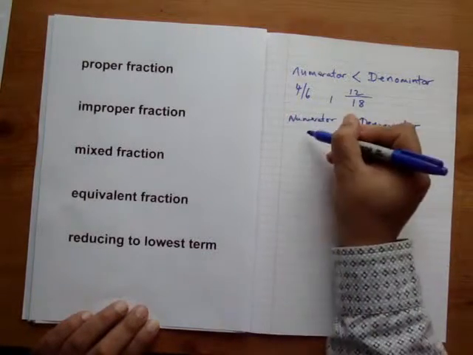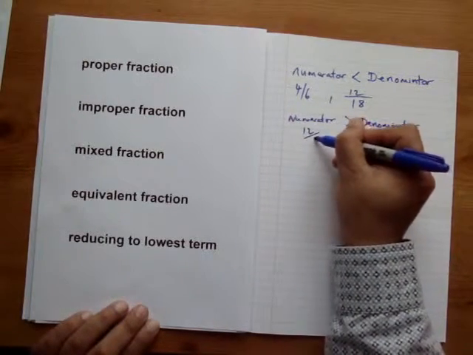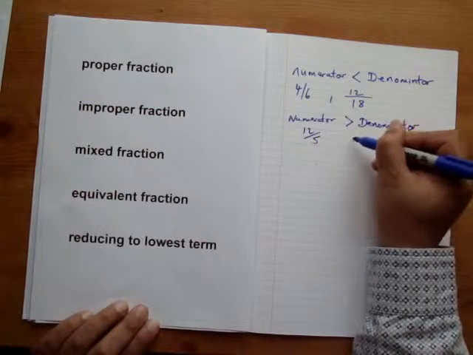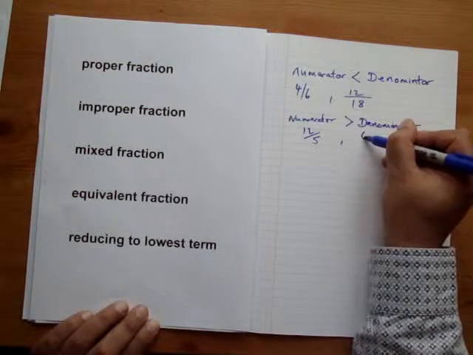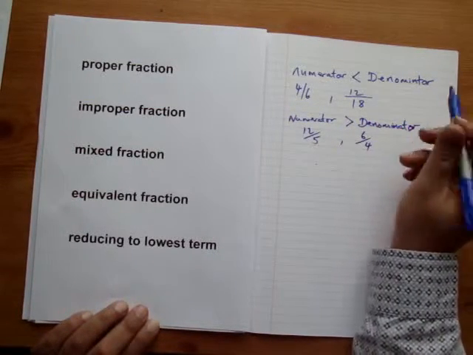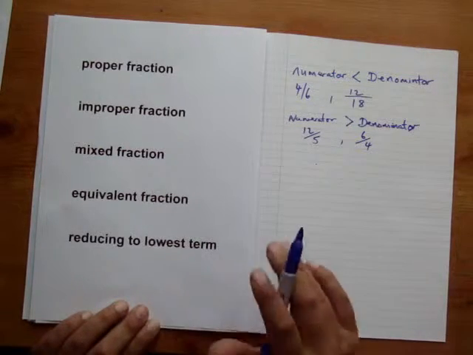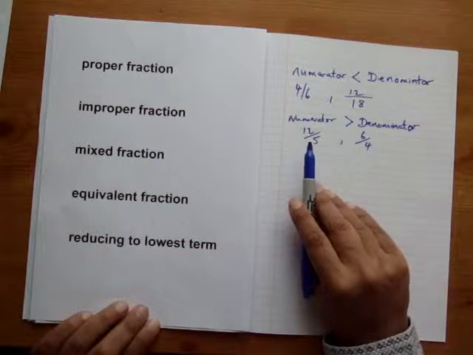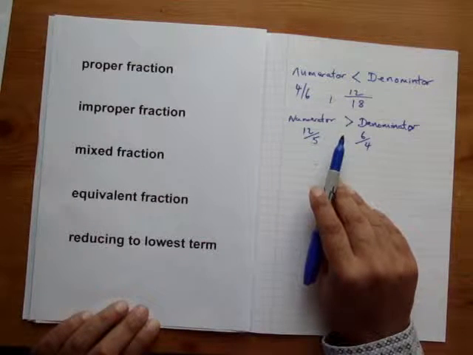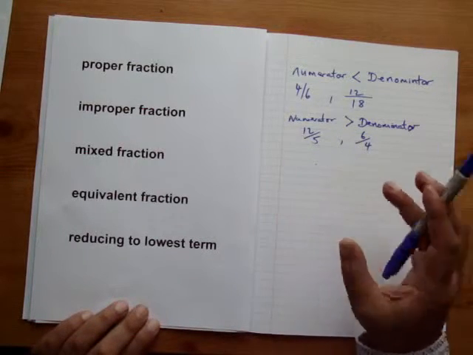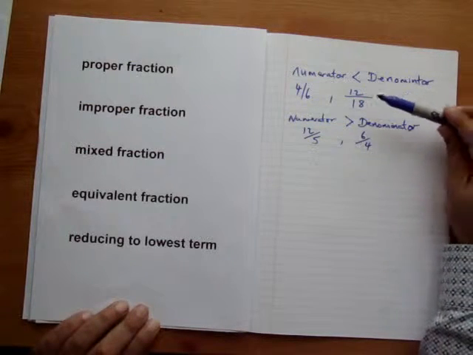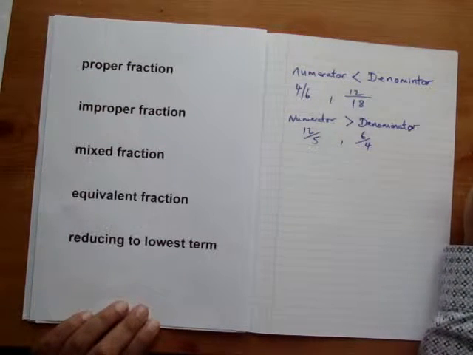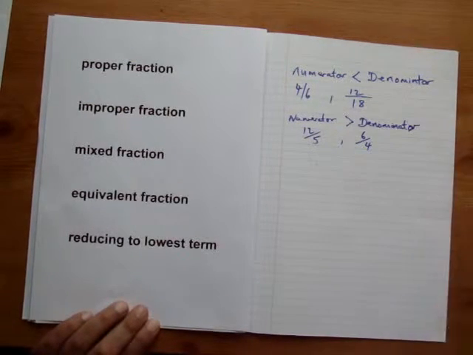And an example, say 12/5 or 6/4. We try not to give answers as improper fractions to questions on fractions. We always try to give them as proper fractions or mixed fractions.